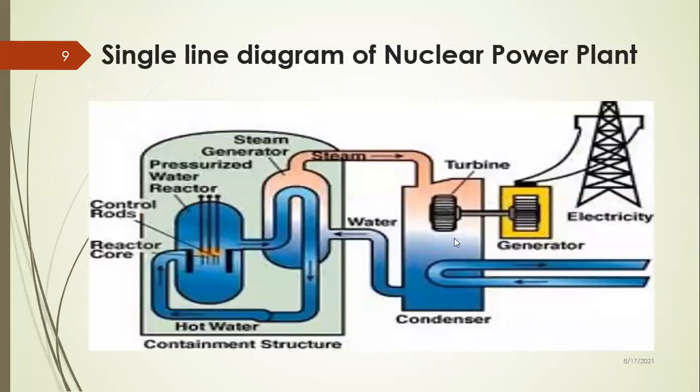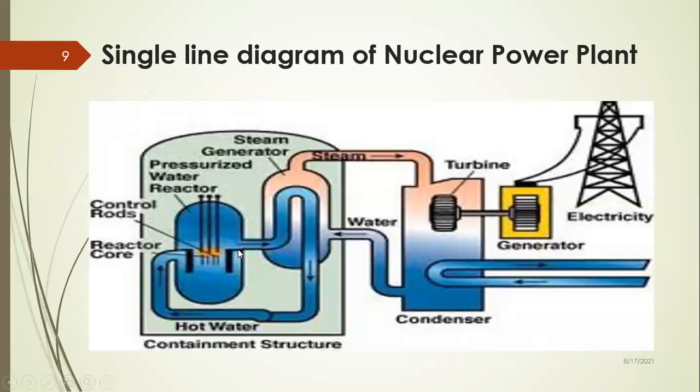And now the next one is the single line diagram of the nuclear power plant. In the nuclear power plant, the main part is the reactor. So this is the reactor, in which the control rods are there, which can control the fission process inside the reactor.